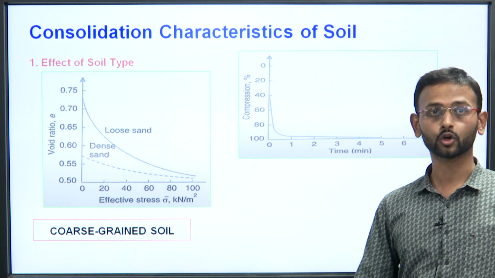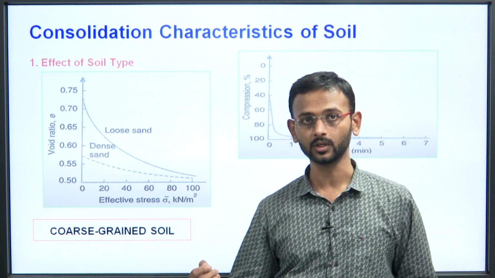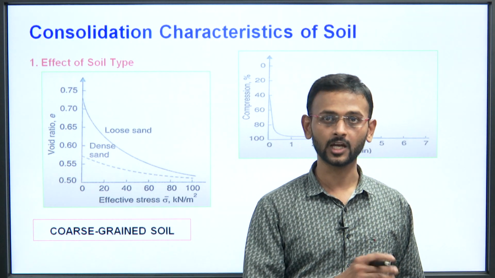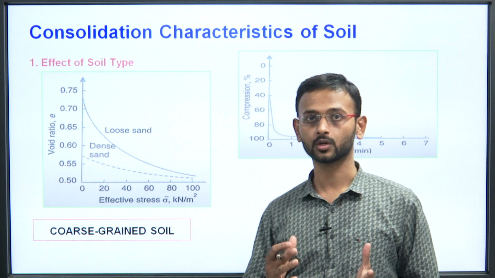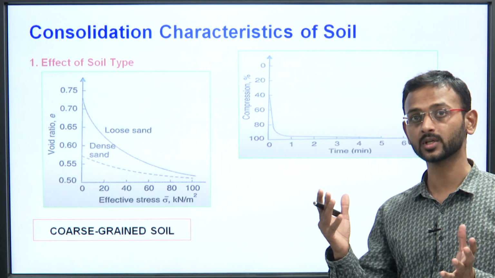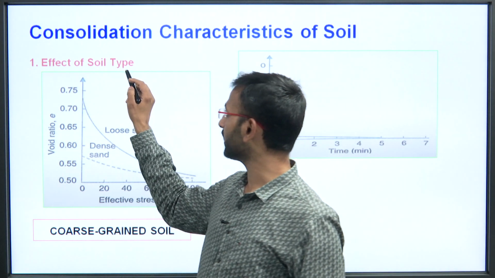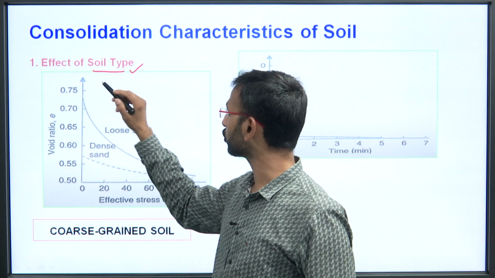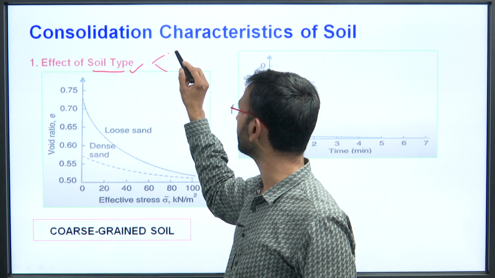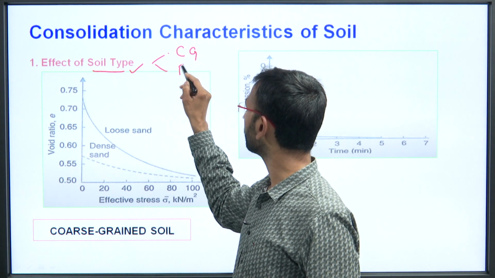Now, see this, we are talking about the consolidation characteristics of the soil. We will see the effect of soil type, and then we will move on to the effect of stress history, because soil remembers its loaded past. Now see the very first point, effect of soil type. If you are talking about soil type, the soil can be what? Coarse grained and fine grained.